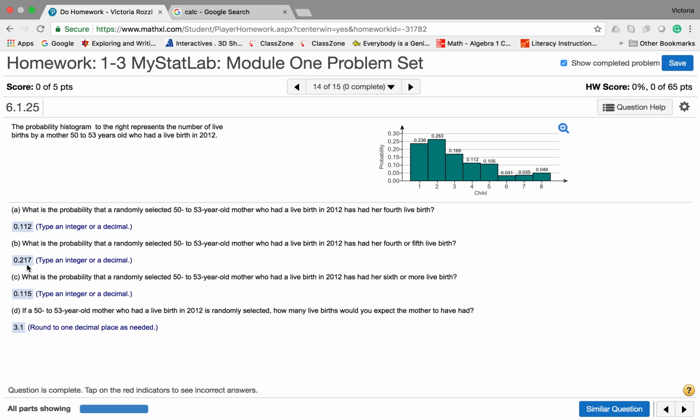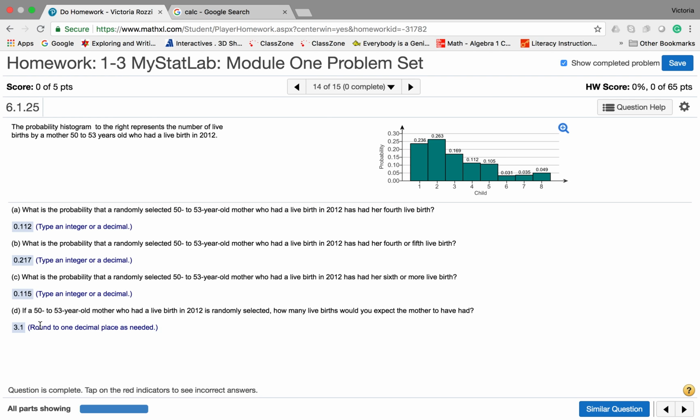Now in letter C, they're saying sixth or more live birth. So the probability of having her sixth or more. So we say, okay, what's the probability she had her sixth? More would be her seventh or her eighth. So we're going to add all three of these together. 0.031 plus 0.035 plus 0.049. And that will get us the 0.115, so about 11.5%.